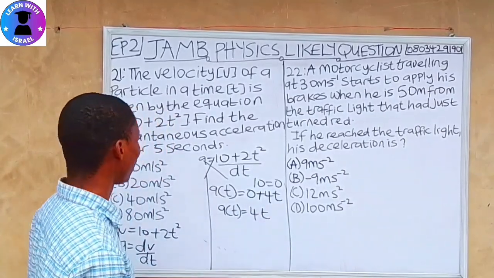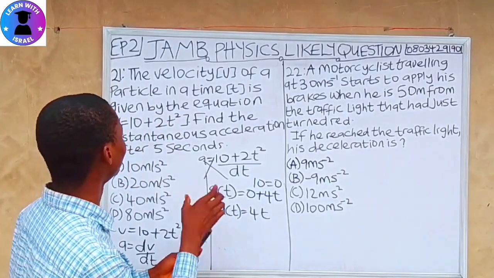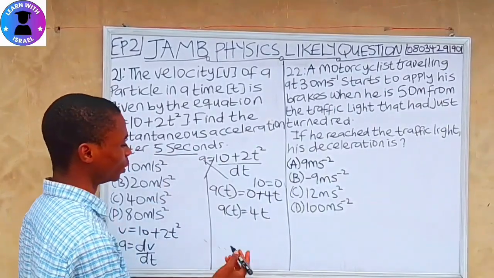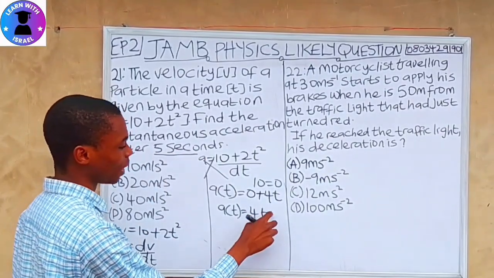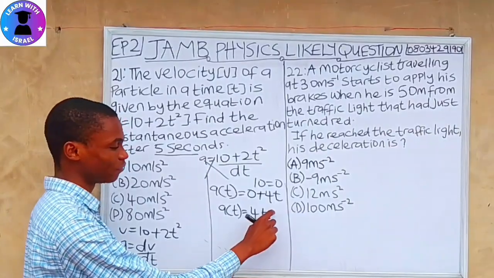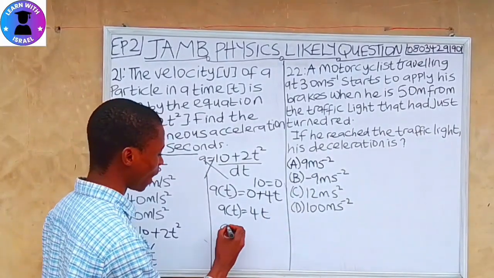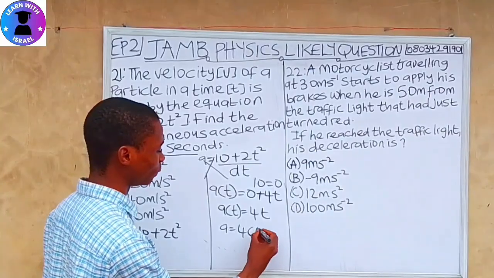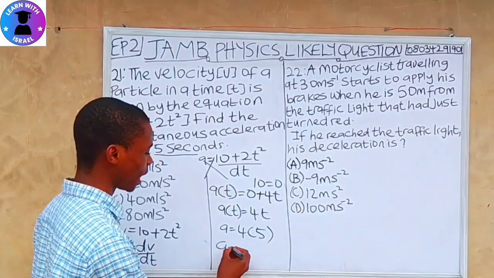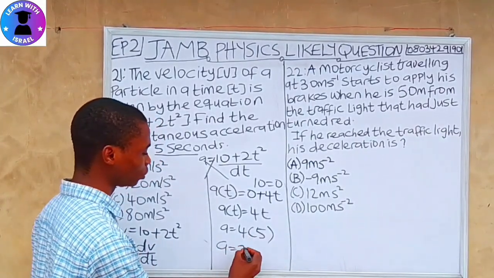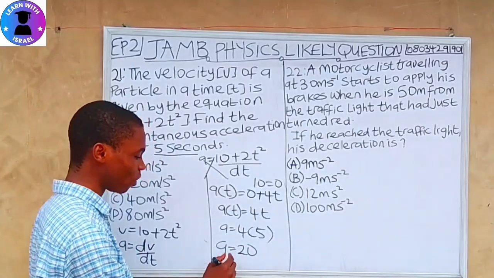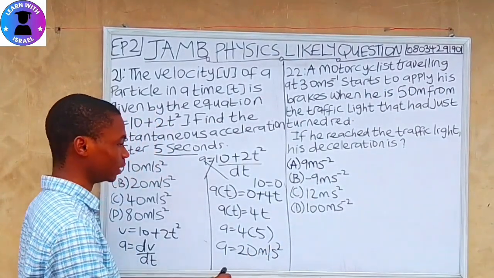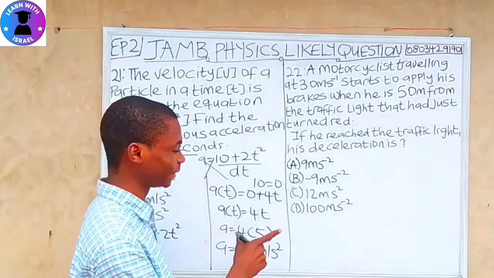So what's t? Our t is time. It says find the instantaneous acceleration after 5 seconds. So let's input our value. The value for t is 5. So our a equals 4 into 5. Let's multiply. 4 multiplied by 5 will give us 20. And the unit for acceleration is meter per second square. Don't forget, the unit for acceleration is meter per second square.